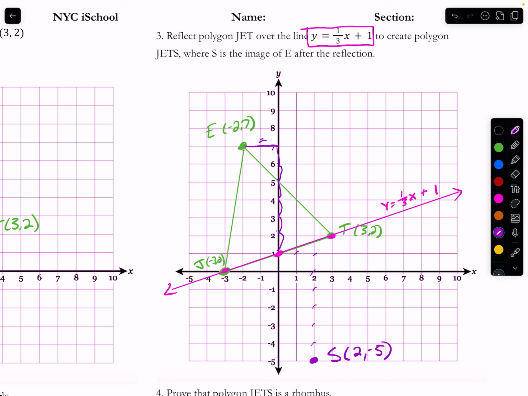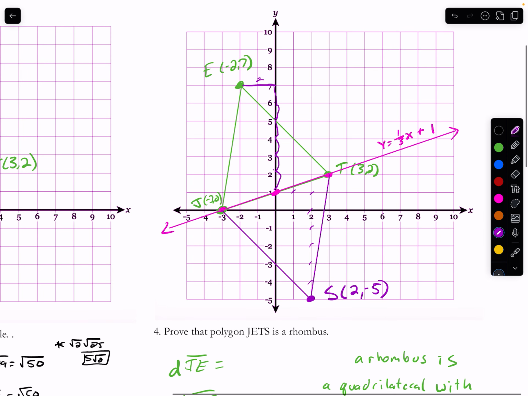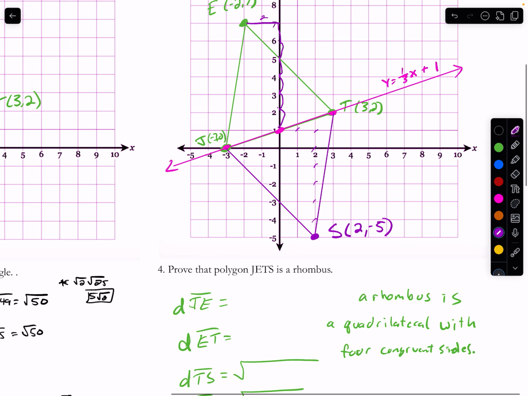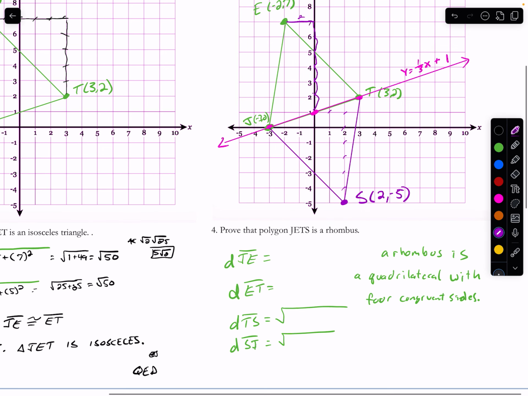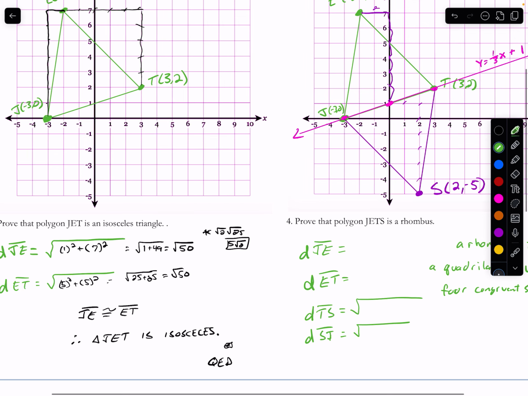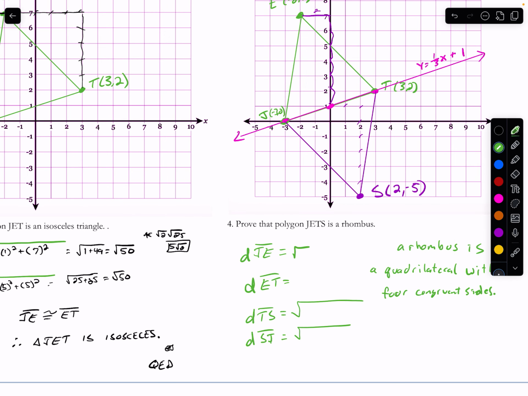So I'm stating that point, and now I'm going to reflect my triangle right over top of that line right there, and then there we go. So now what we want to see here is, is the polygon JETS a rhombus? Okay, what is a rhombus? A rhombus is a quadrilateral with 4 congruent sides. So what do we already know here? We already know the distance from J to E and E to T are radical 50, okay? Radical 50. So let's check these next two here.